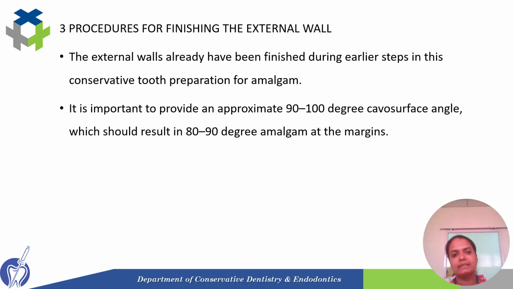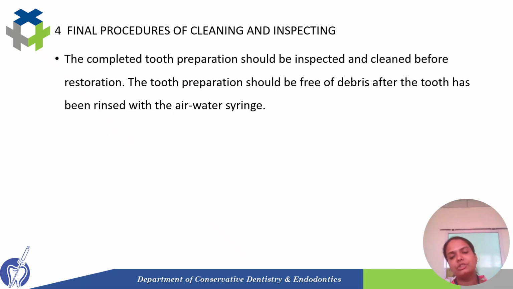Procedures for finishing the external wall. The external wall has already been finished during the early steps in this conservative tooth preparation for amalgam. It is always important to provide a 90-degree cavosurface, which is also known as a butt joint. Final procedures of cleaning and inspection: the completed tooth preparation should be inspected and cleaned before restoration. The tooth preparation should be free of debris after the tooth has been rinsed with the air water syringe.